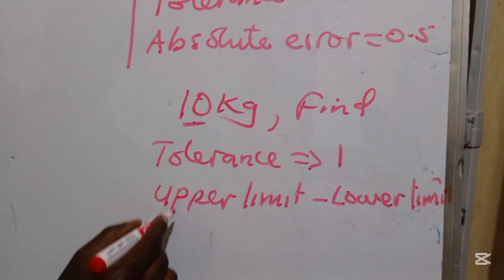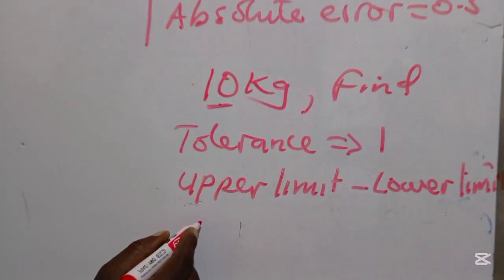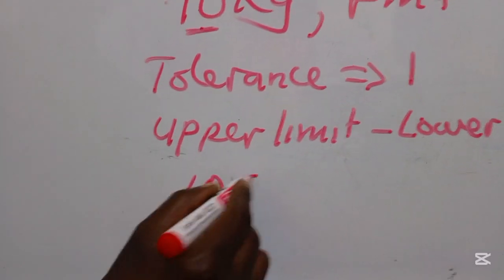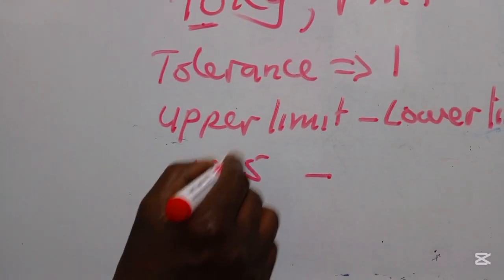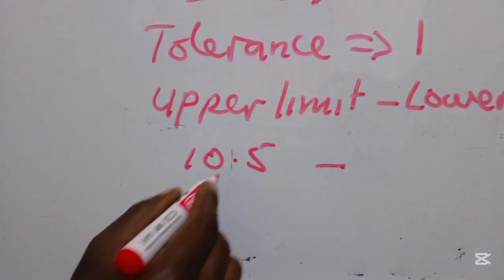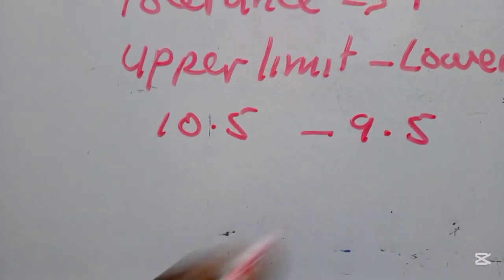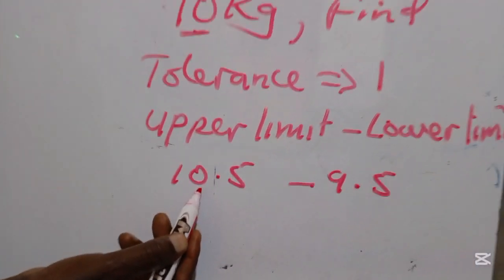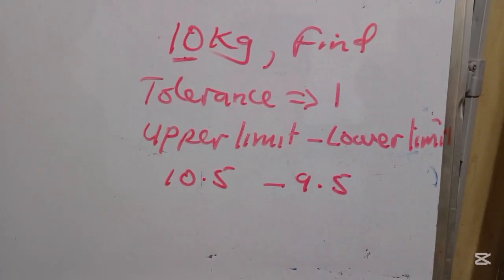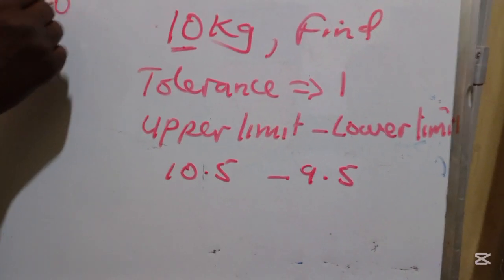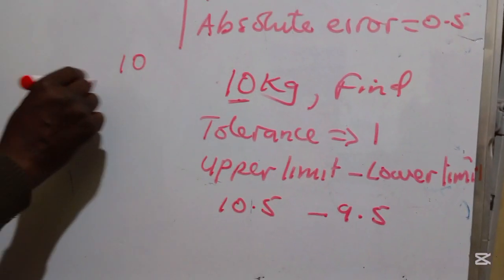So we are going to look at this tolerance. We find the upper limit, which will be 10.5. The lower limit, you have to subtract this absolute error from 10, so it will be 9.5. So now we are saying upper limit is 10.5, lower limit is 9.5. Where are these numbers coming from? It is this absolute error, 0.5.